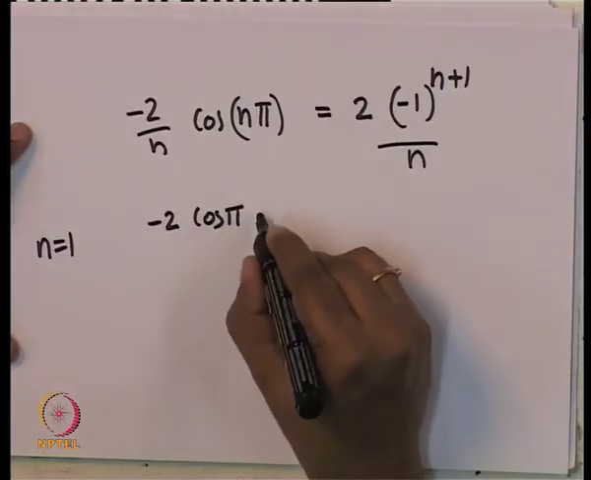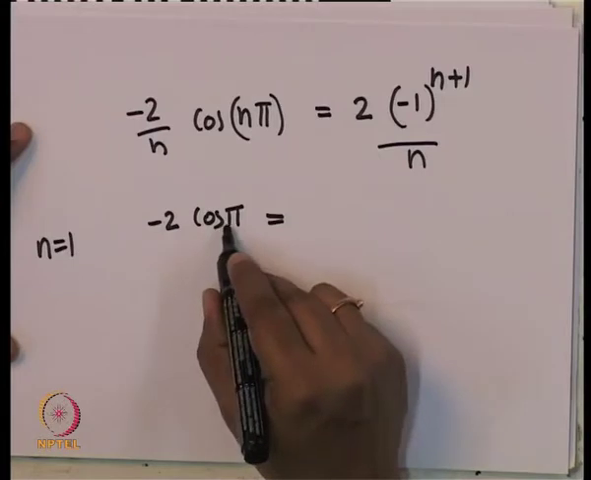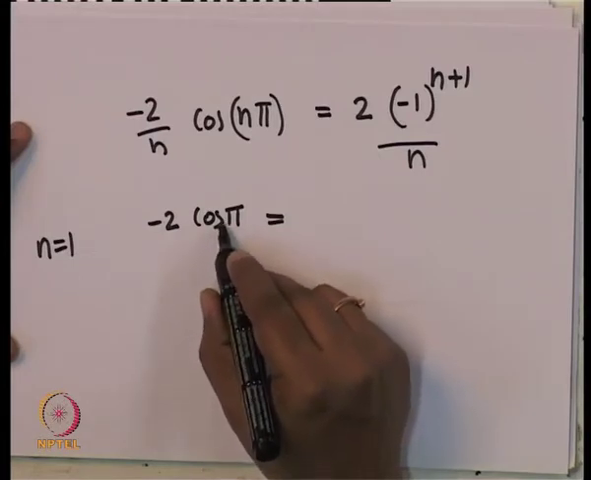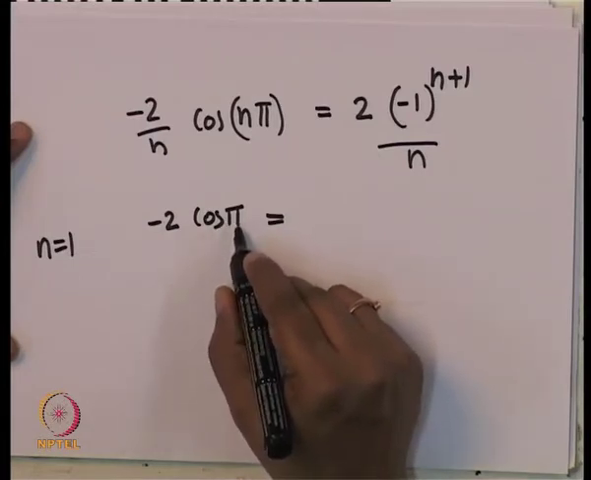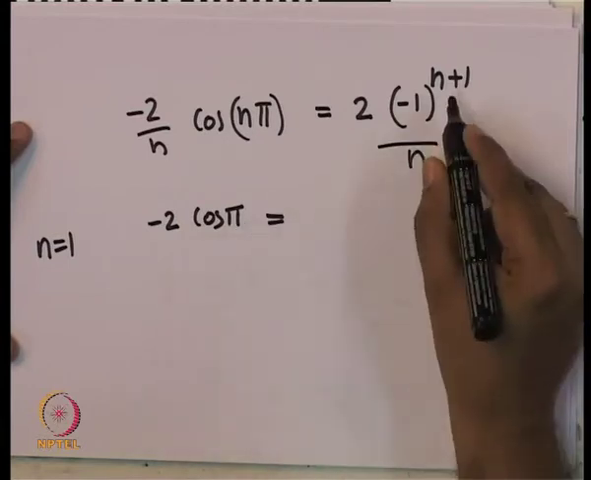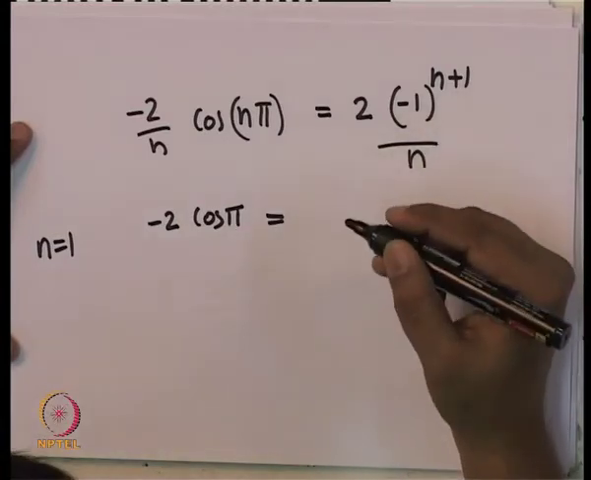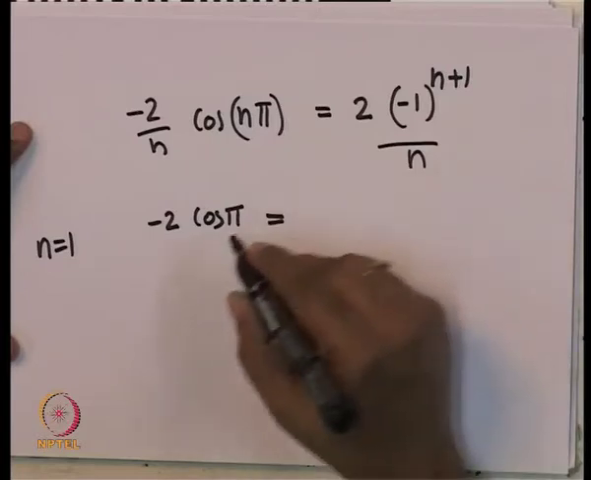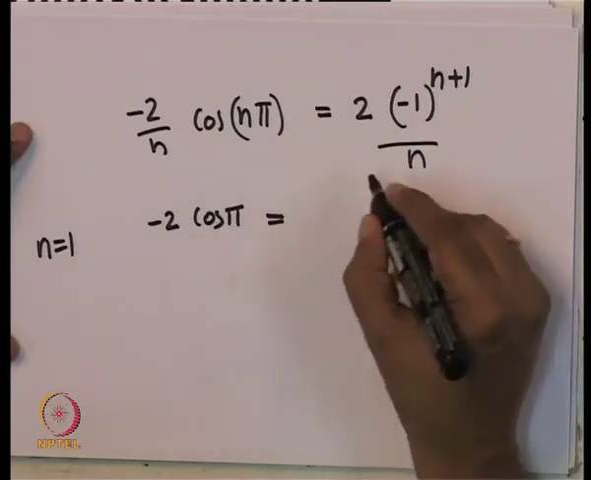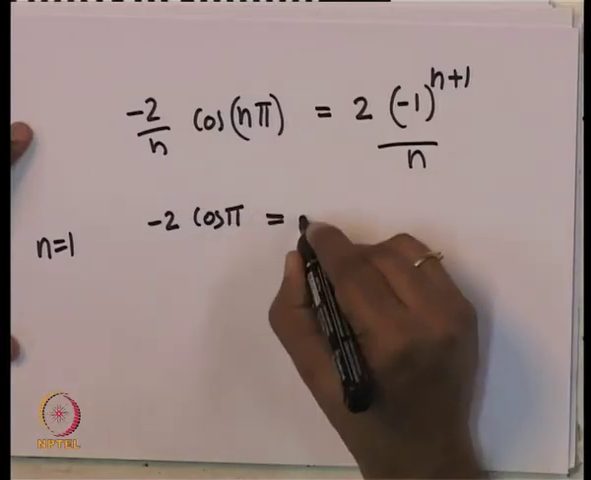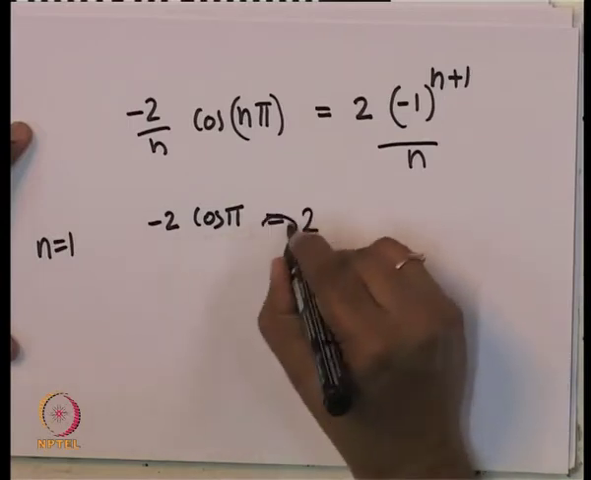What is cos pi? cos 0 is 1, cos pi is minus 1. Sorry, so yeah, cos pi is minus 1. So, what do we get here? What you get is minus 2 into minus 1, you get 2. So, you get this as 2.